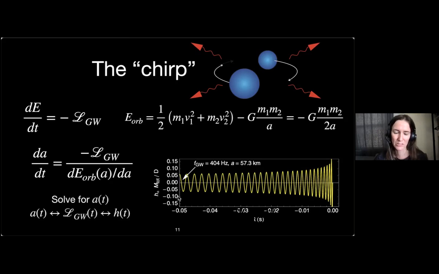So here, this is just the strain traveling through space as would be recorded by a fixed distant observer.